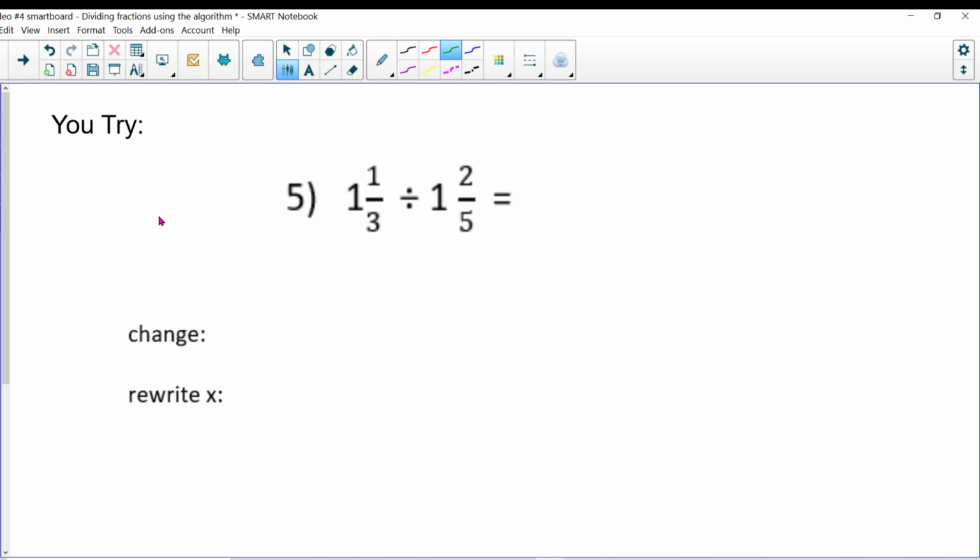Now it's your turn to try. Pause the video. Remember, you're going to have to do an extra step of making the improper fractions, then rewrite it as a multiplication problem, and then solve it. Go ahead and do that.